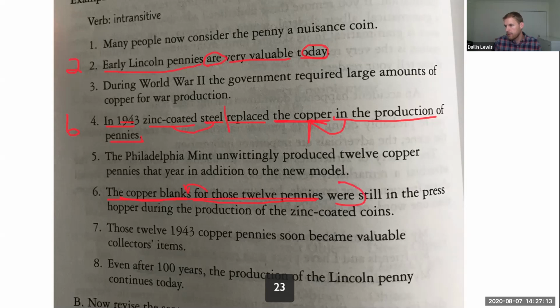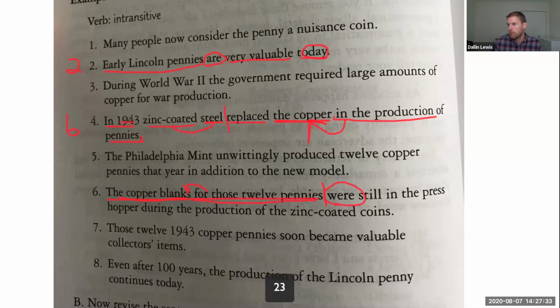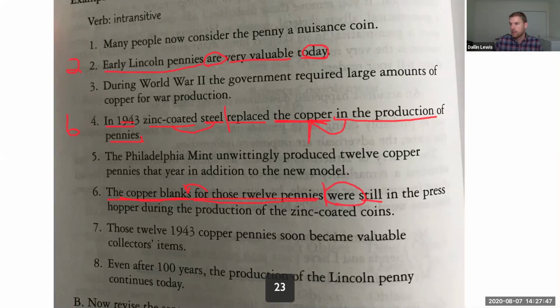I could also find the tense verb here, were, and know that because there's no other additional phrases or anything like that, right there is my predicate verb, were. This is my subject. Now I have to figure out, okay, is this adverbial, pattern number 1, or is this subject complement, pattern number 2? The next word I find is still. Now, still is an adverb. And I could not, though, end the sentence here. I could not say the copper blanks for those 12 pennies were still. So that indicates that this is an optional adverb. I could also move it to the front. Still, the copper blanks for those 12 pennies, and it still makes sense.